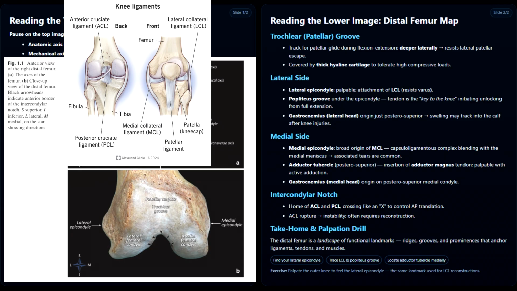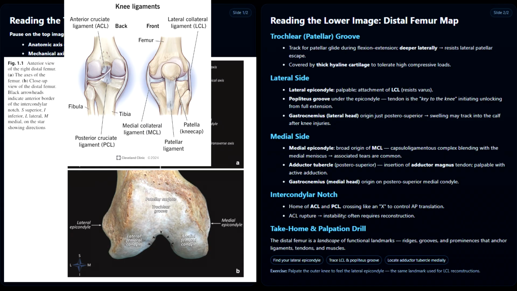Just beneath the epicondyle, there's a shallow groove where the popliteus tendon passes. Think of the popliteus as the key to the knee, unlocking it during the transition from full extension into flexion. A bit further posteriorly and superiorly, we find the origin of the lateral head of the gastrocnemius, one of the calf muscles.